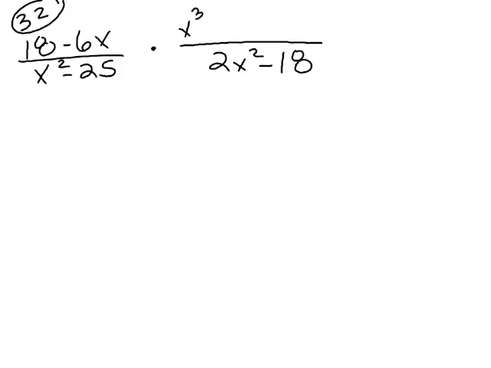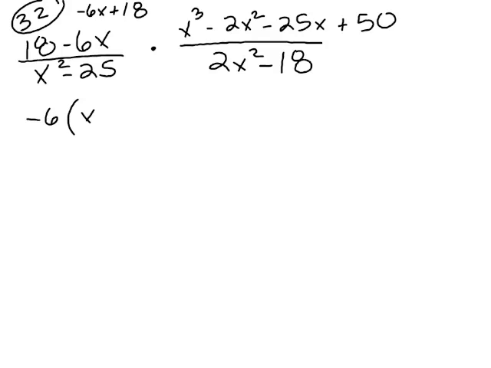And my x cubed minus 2x squared minus 25x plus 50 is going to go on the top. Okay, if I rewrite this first term as a negative 6x plus 18, then I want to pull out that negative 6. So I'll have negative 6 times x minus 3.